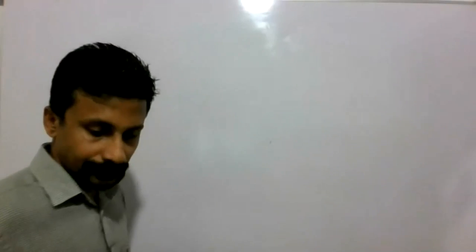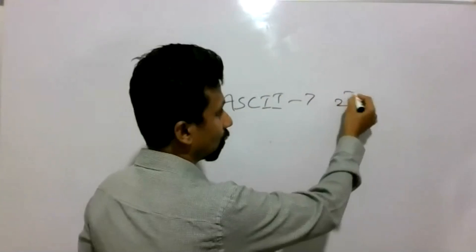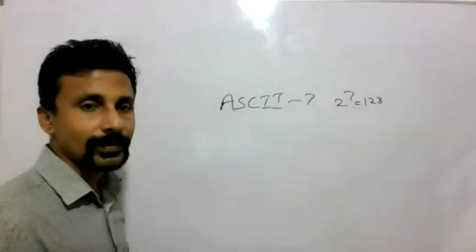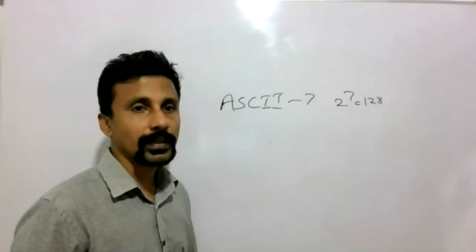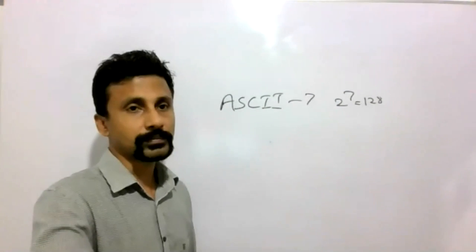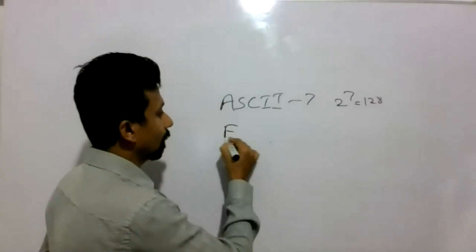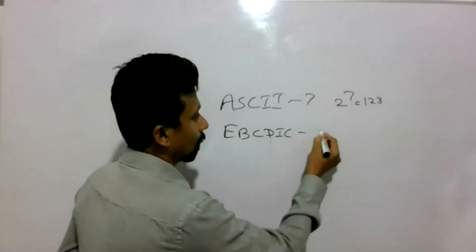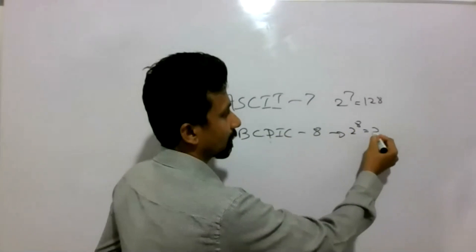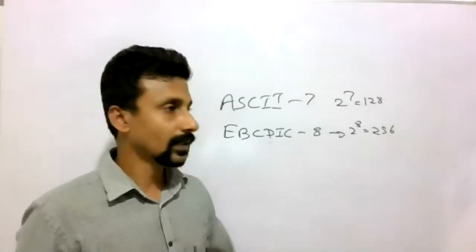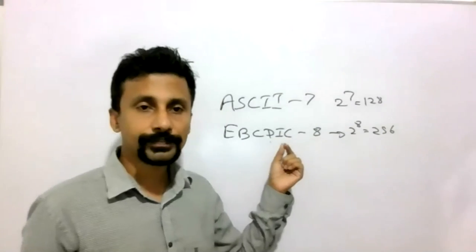Then you have ASCII. In the ASCII coding system, 7 bits are there, 2 to the power 7, that is 128 characters you can represent. This is a commonly used coding system. Then you have EBCDIC. You have 8 bits here, 2 to the power 8, so you can represent 256 characters. This coding system we use in mainframe computers.